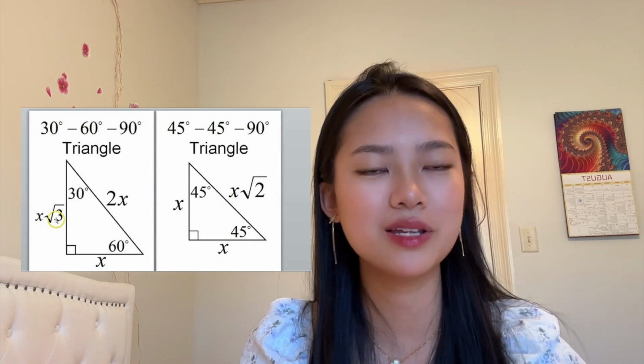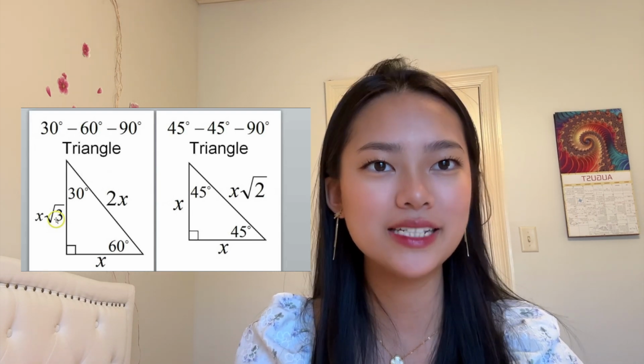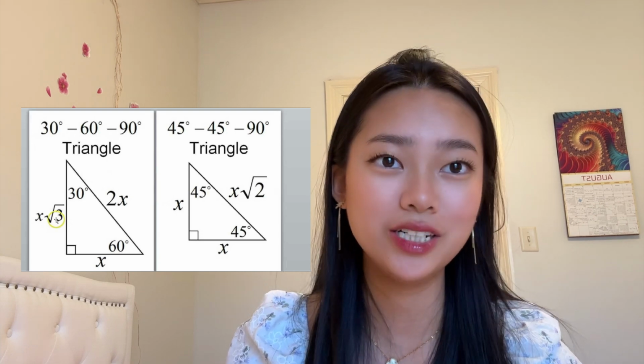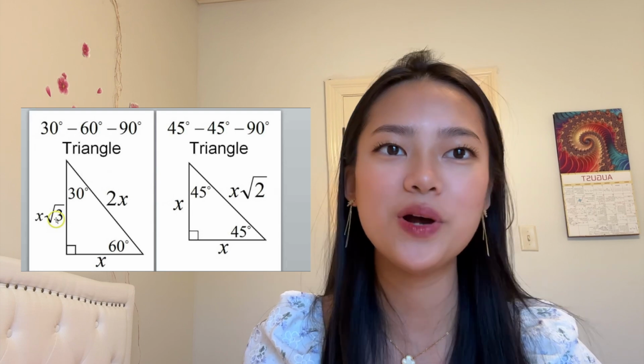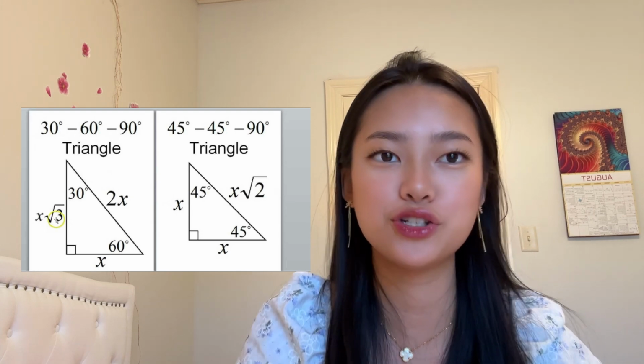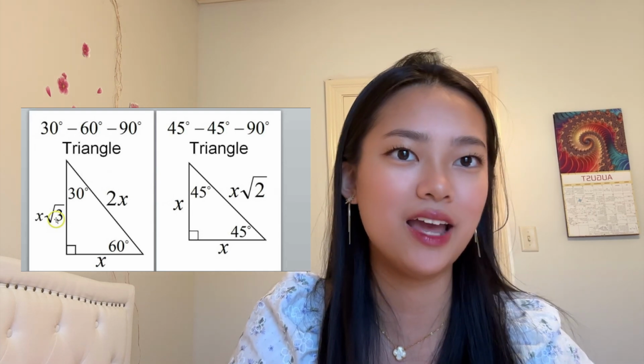You can find all of these using the Pythagorean theorem, but since the ACT is short and you don't have a lot of time to work out basically everything, it is so much easier if you already know these concepts and you can just use them instead of trying to solve it and figure it out.